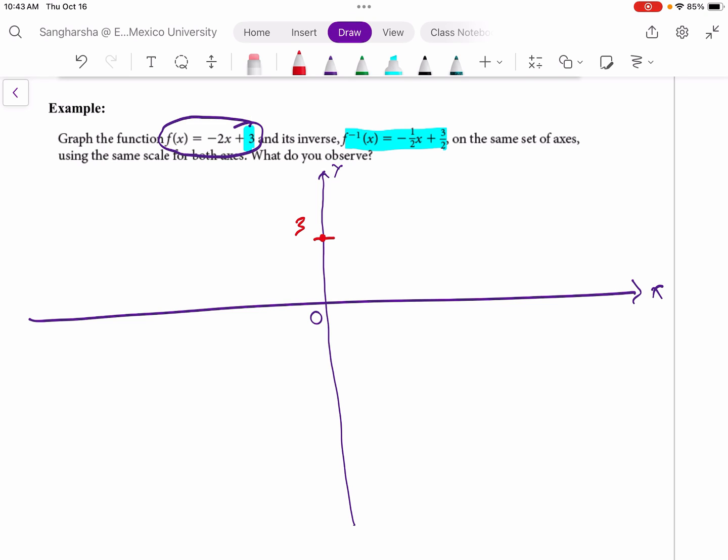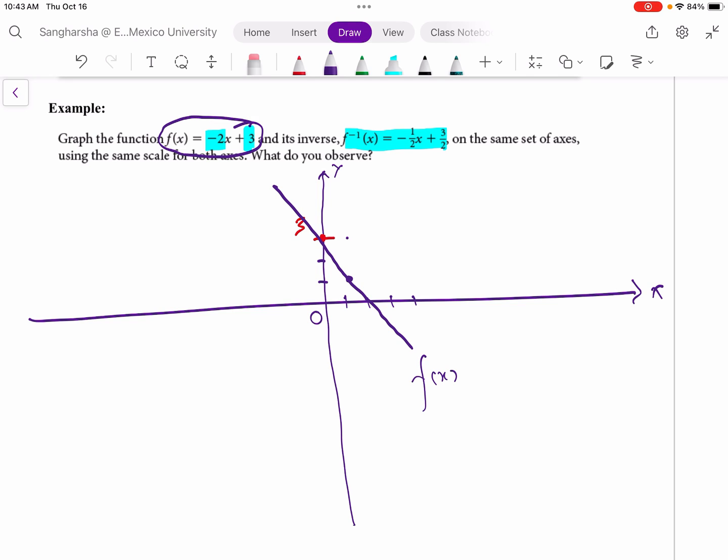Our slope is negative 2. Now what does it mean? Slope is negative 2 means you go 1 unit right and go down by 2 units. So 1 unit right, 2 units down. So this is our second point. So we have this graph. This is the graph for our f function. So this is our f of x.